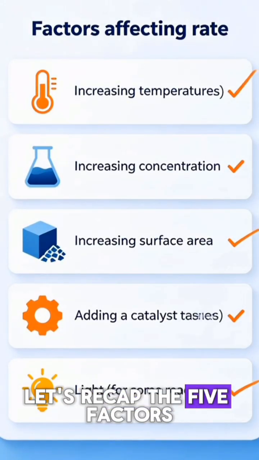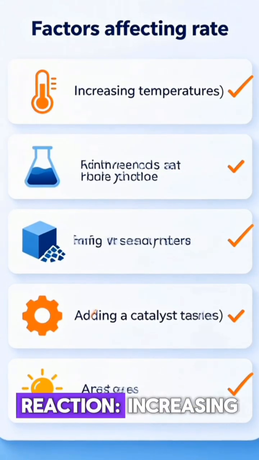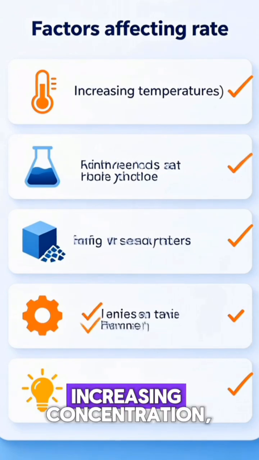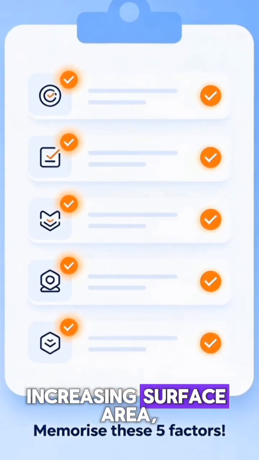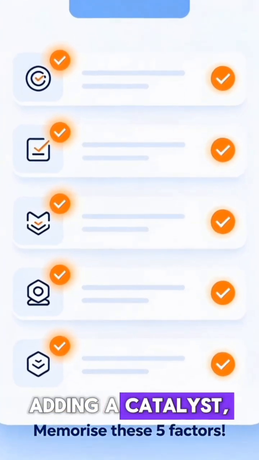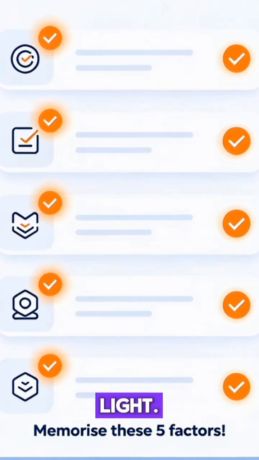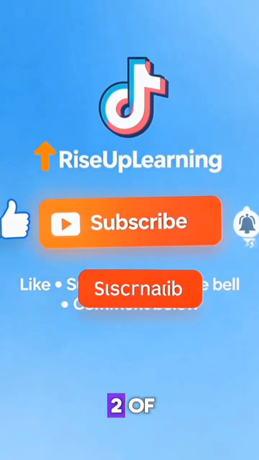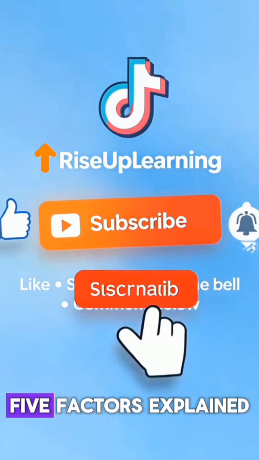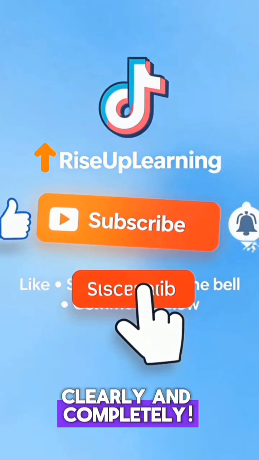Let's recap the 5 factors that increase the rate of reaction: increasing temperature, increasing concentration, increasing surface area, adding a catalyst, and for some reactions, light. That is episode 2 of Rates of Reaction. All 5 factors explained clearly and completely.